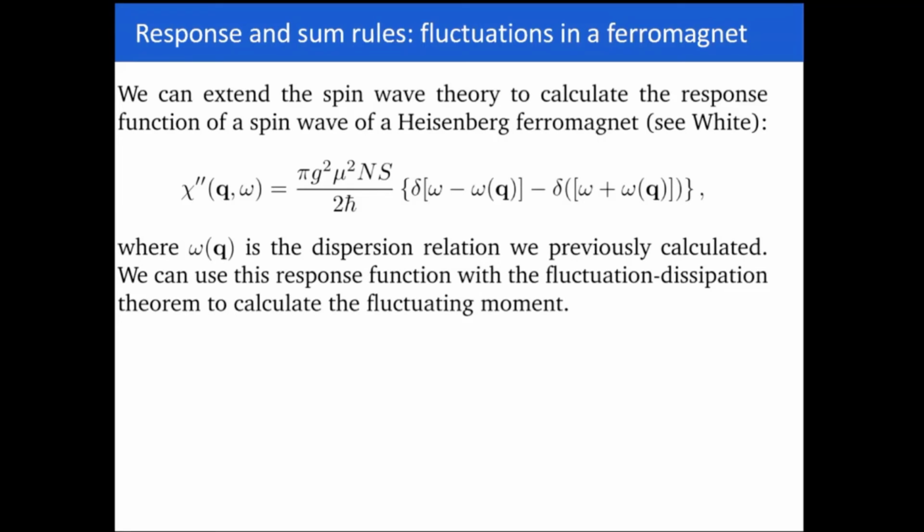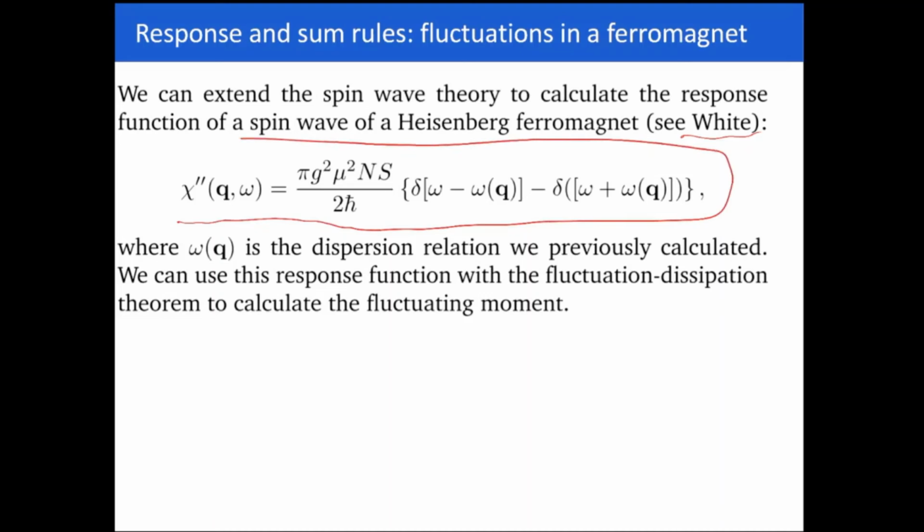Here is the response function actually computed for a spin wave in a Heisenberg magnet, and you can look in the book by White that I mentioned in the first lecture if you want to know about that. So this is the imaginary part of the susceptibility for a spin wave. So a spin wave in a ferromagnet would go as Q squared.